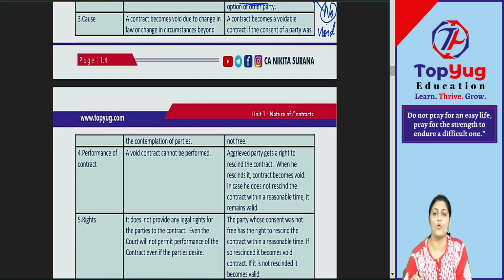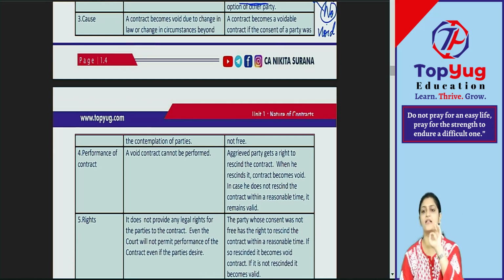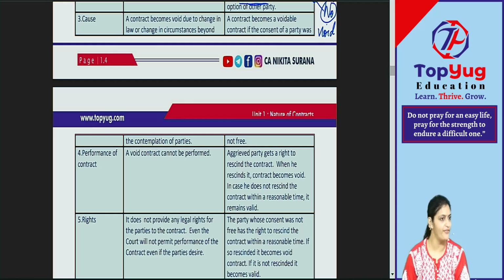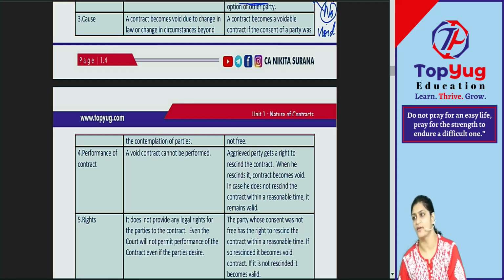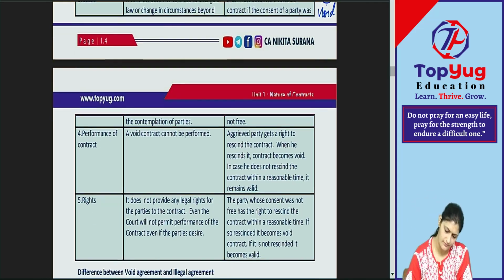The contract becomes voidable only when there is no free consent because of four reasons. What are the four reasons? Coercion, undue influence, misrepresentation, fraud. Because of these four reasons, no free consent, the contract becomes voidable. So this is the cause.